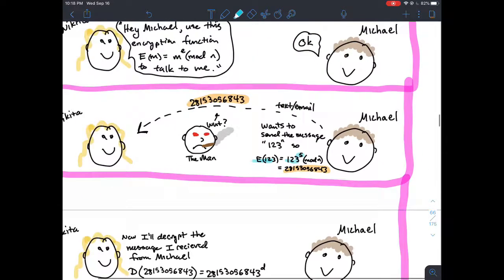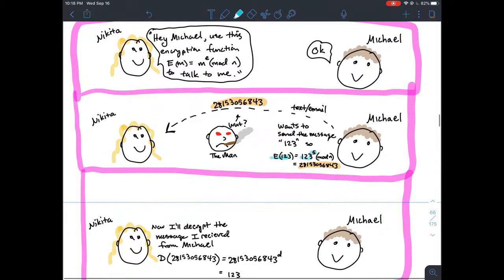And I've drawn a picture of the man in the middle. The man in the middle sees that. When he just looks at that, though, he has no idea how that's related to 123. It's okay that he knows that 5 is the exponent on something, but again, this is the idea of the discrete log problem. That's really hard to recover. It's harder to recover the base in this case, too. It's related to the discrete log problem. So the man is just confused. He doesn't know what that is.